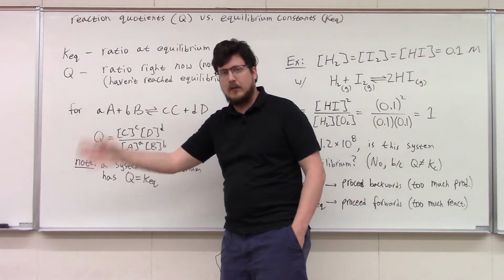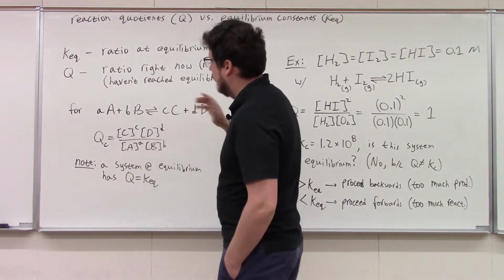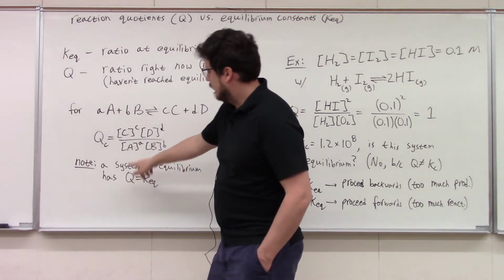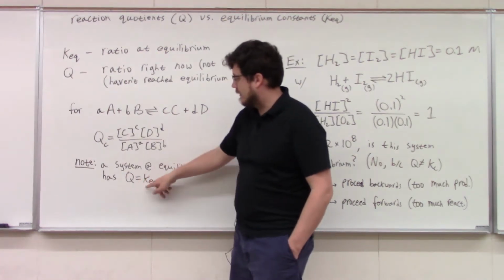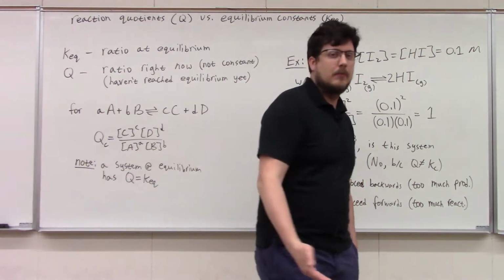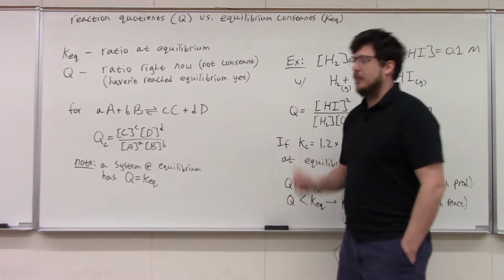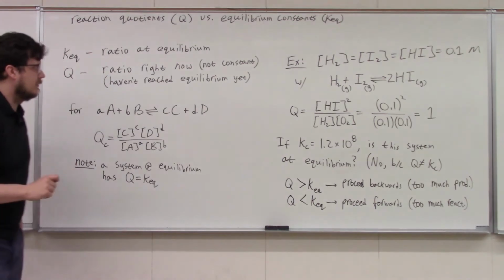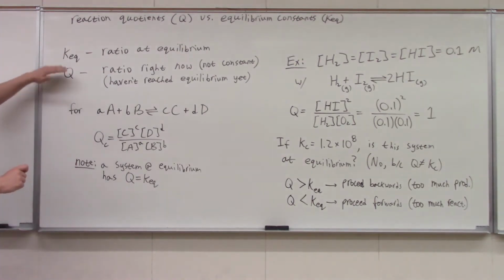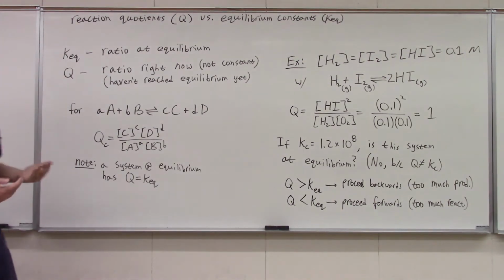I can calculate Q. Now, if I plug in my values for my concentrations, I put them in the expression, and I get a number that's identical to K_eq, my system is at equilibrium. So Q and K_eq can be the same numerically, but fundamentally they're different properties, because Q is where are we right now, K_eq is my ratio at equilibrium.